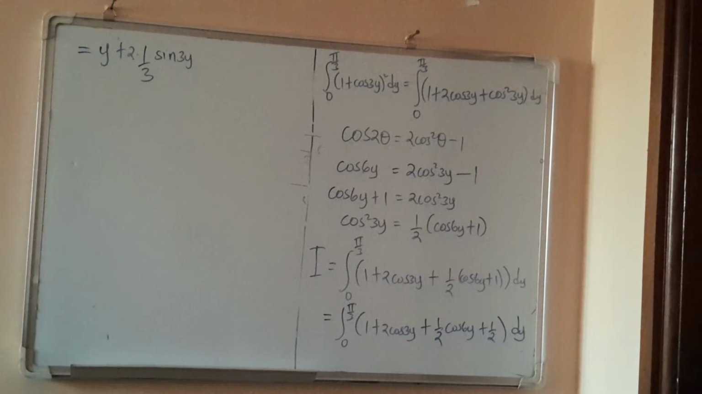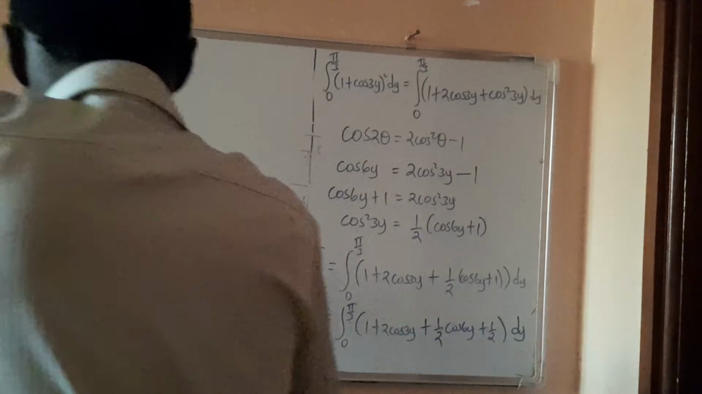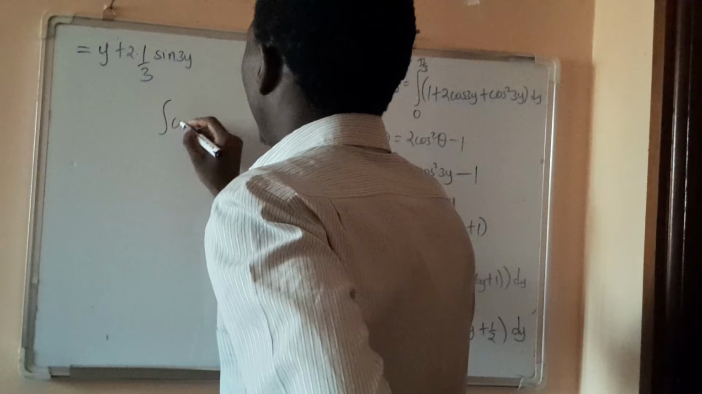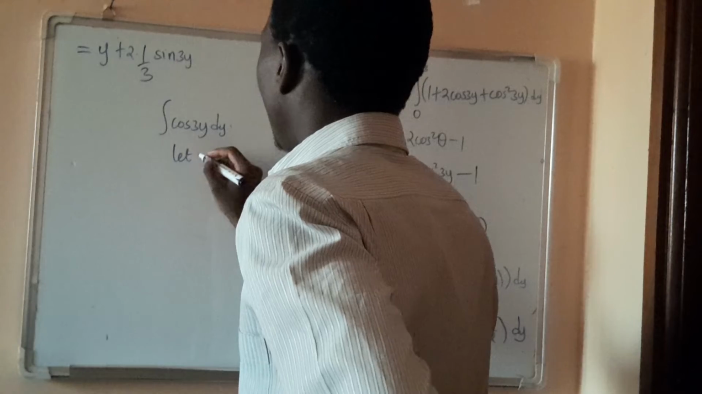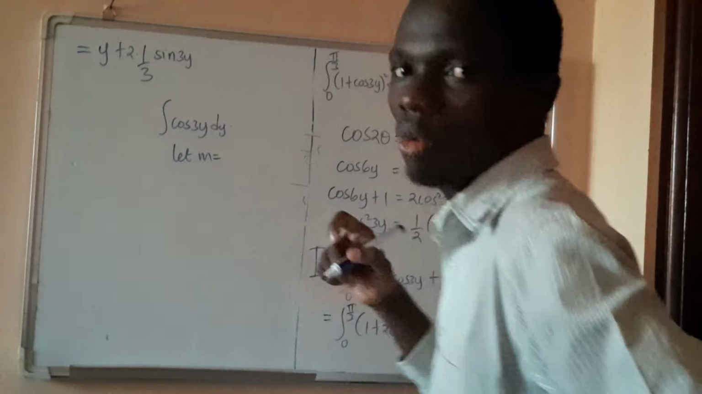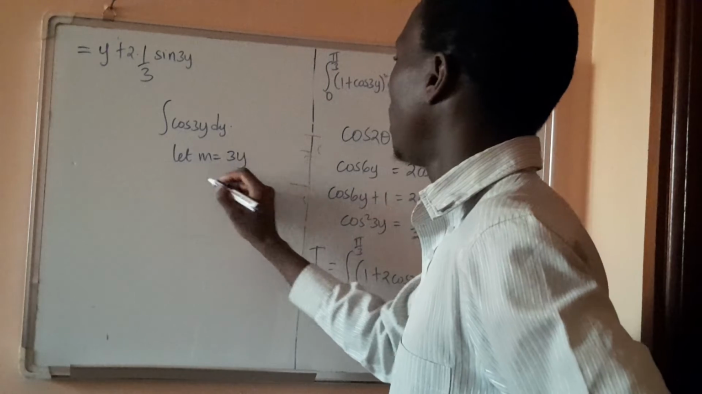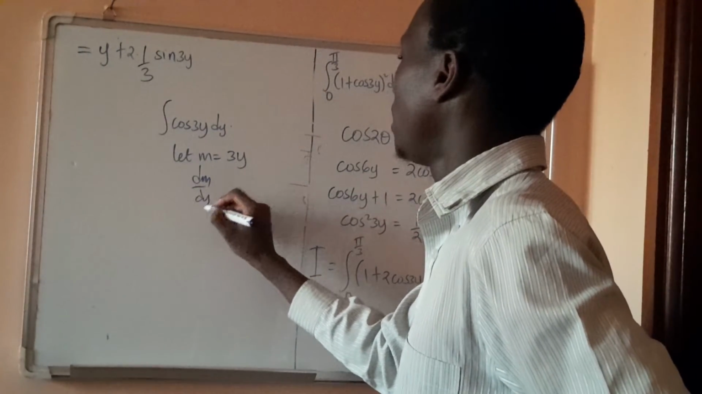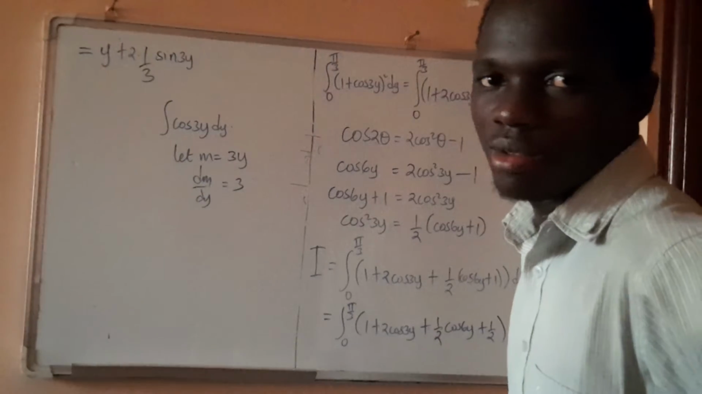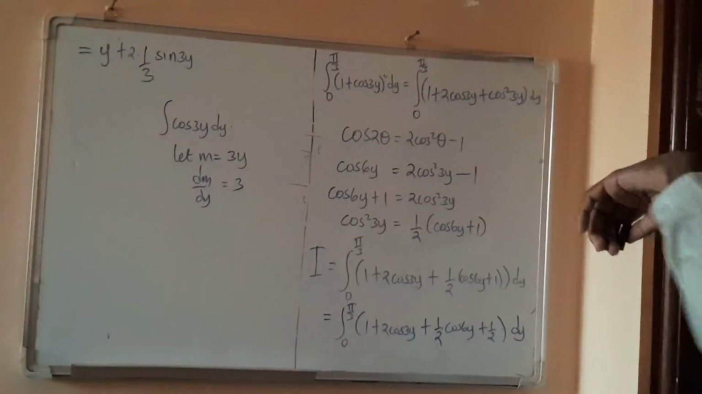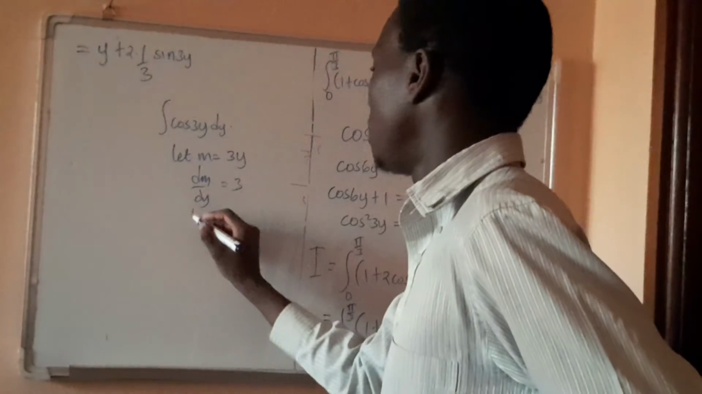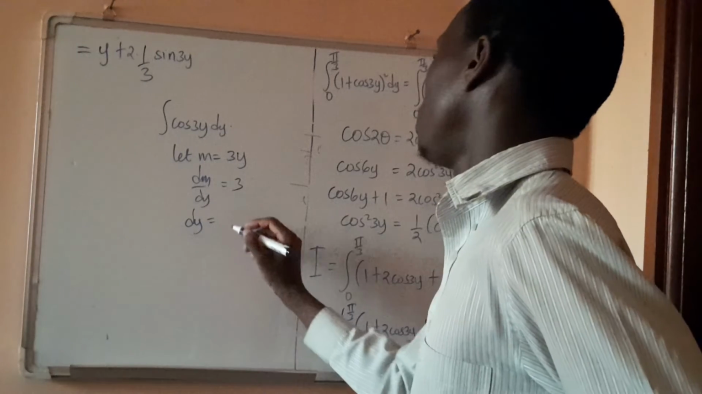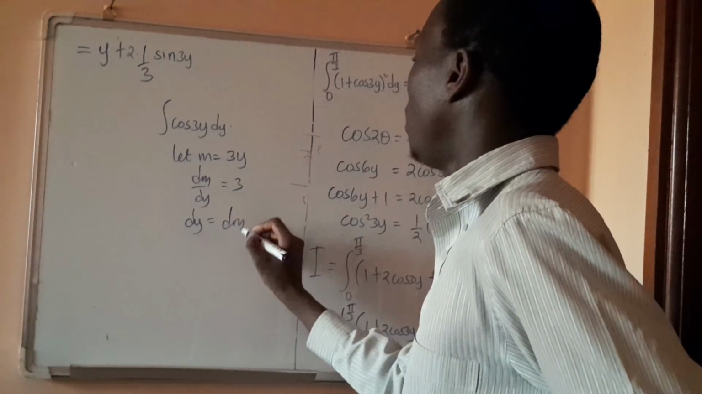Now that is not part of the working, that's why I'm trying to ignore that. But maybe if you don't know the integral of cos 3y dy, you let m be the angle, which is 3y. Then dm over dy is 3. Now we want to change the variable from y to m, so we shall also have to substitute dy. So make dy the subject. dy is equal to dm over 3.